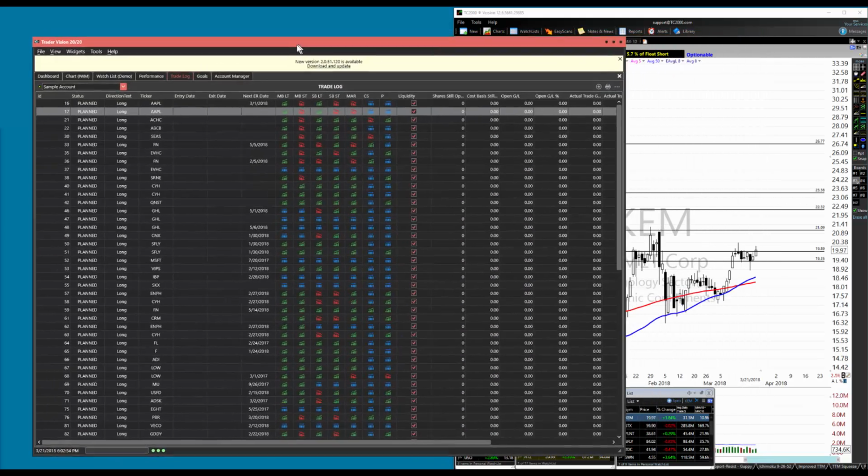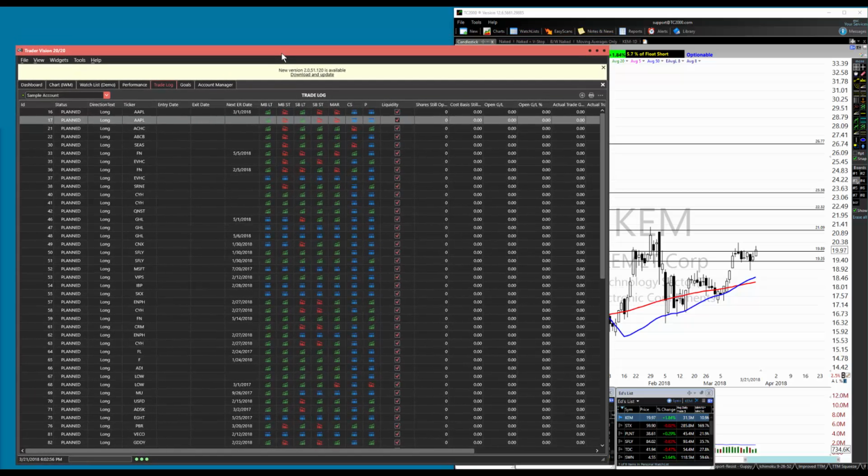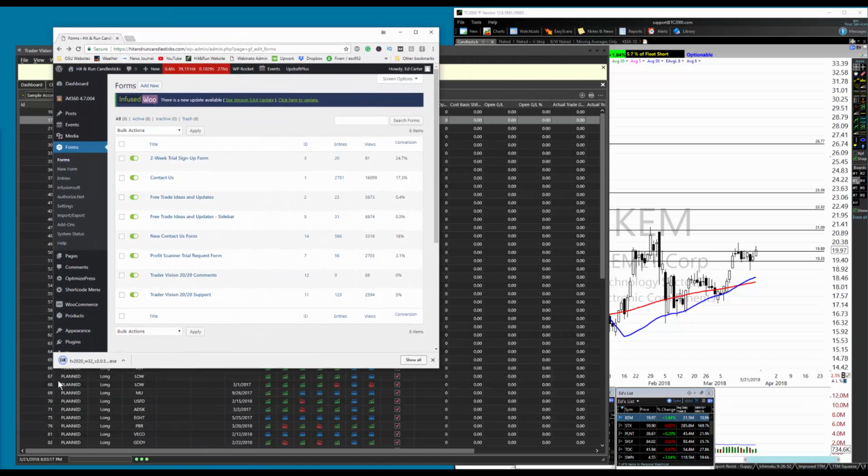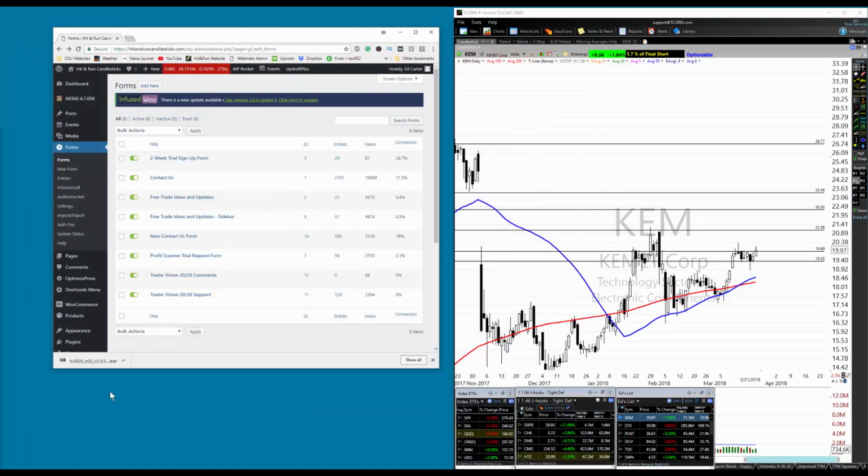Okay, yeah, it's 51.120. And I want to strongly encourage you to do the updates. As you can see, we have a new update that was available today. It's version 51.120, and I'm going to start the download on that. It's already done downloading. I will close Trader Vision then.